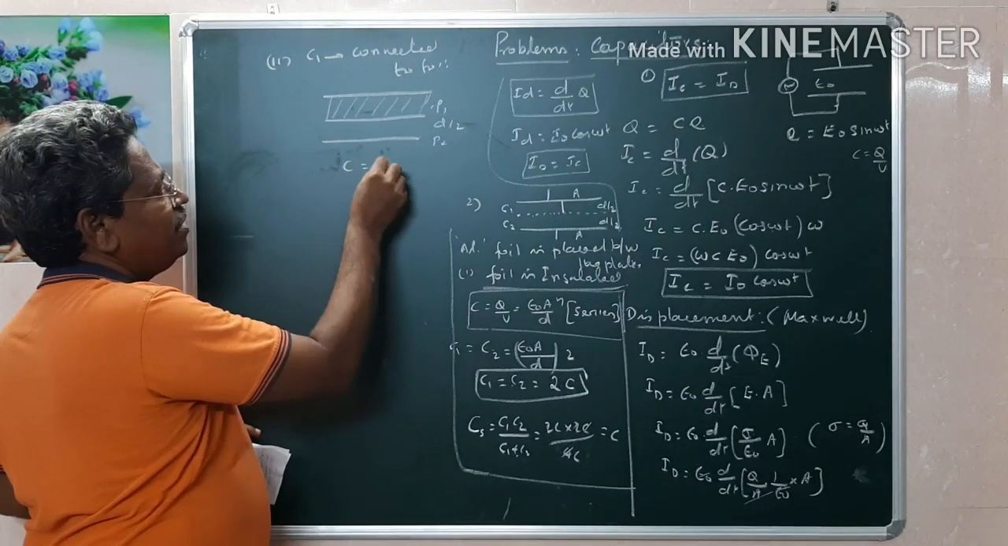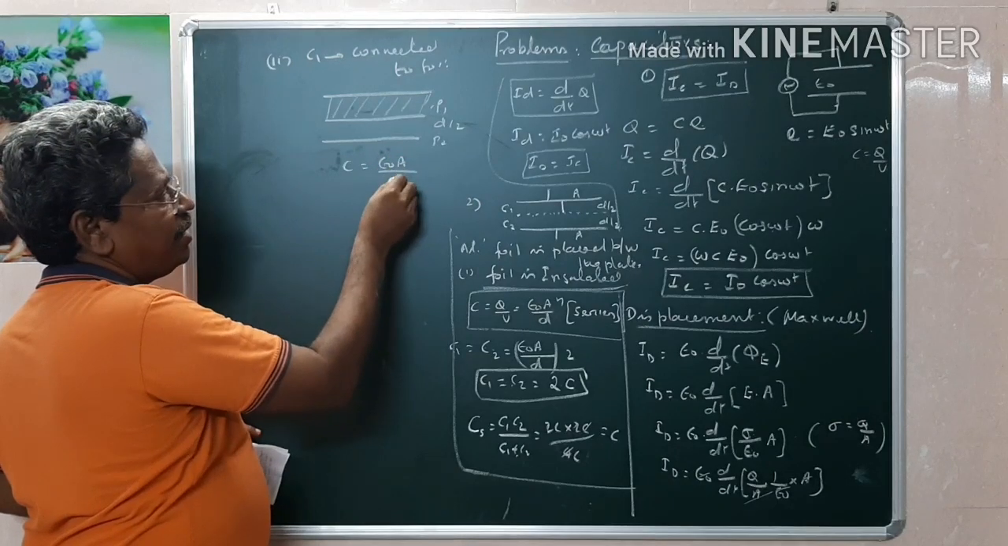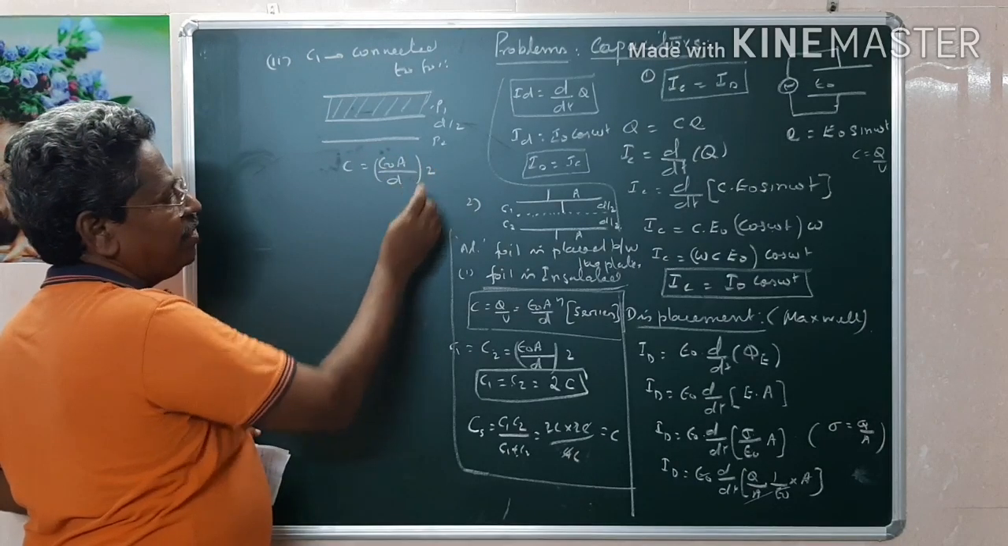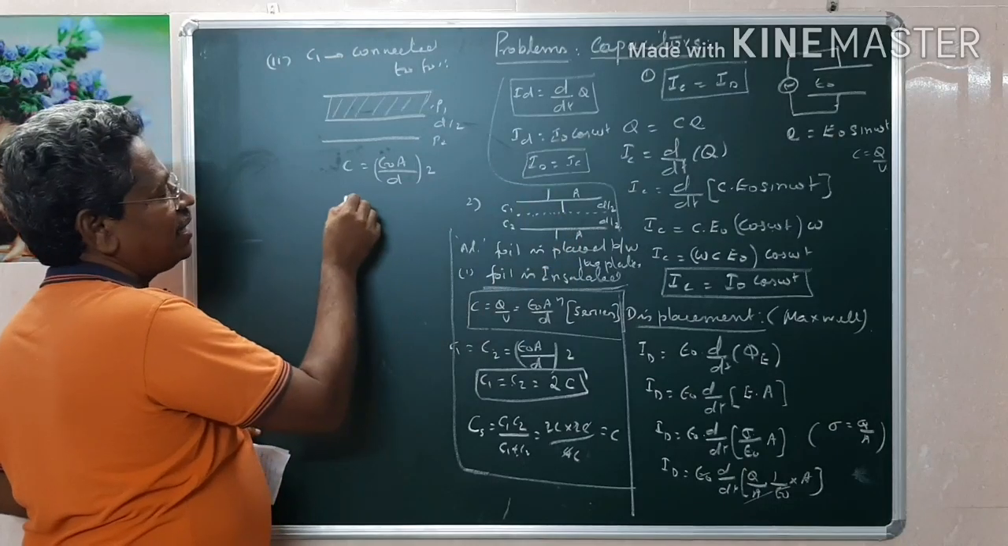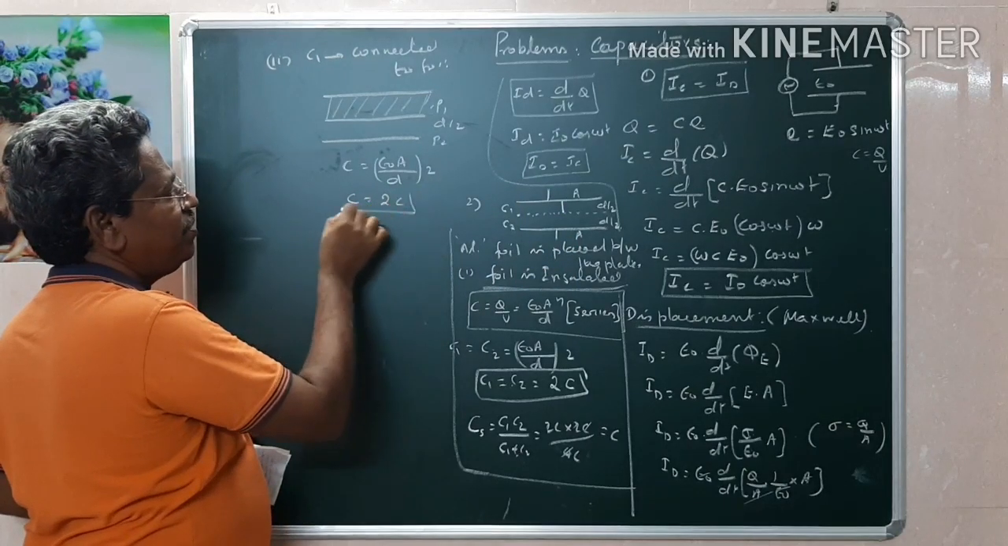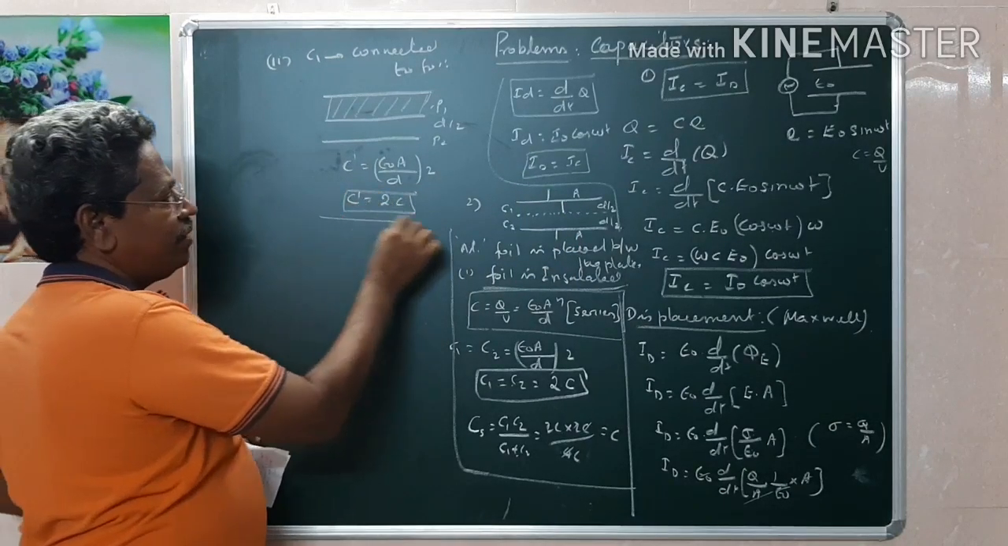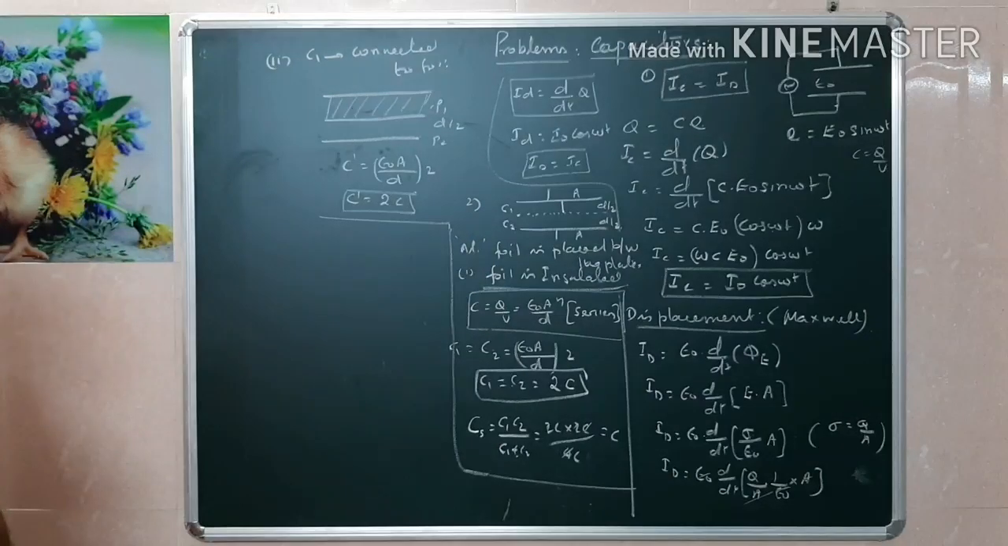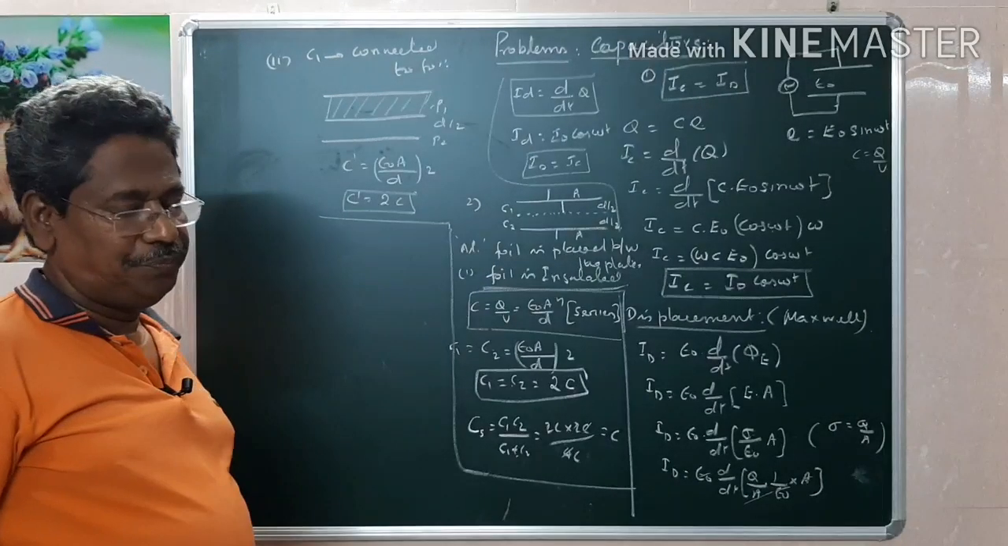Now the new capacitance C is equal to epsilon A by d by 2, so once it is connected here, the capacitance becomes double. This is very important. This was solved problem number 2.